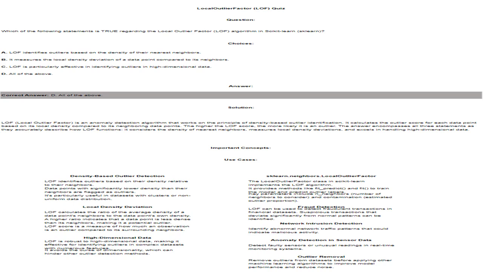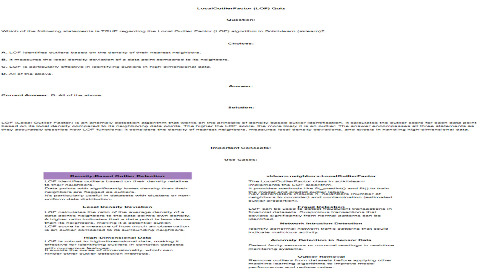True. This statement is true. LOF is a density-based outlier detection algorithm. It identifies outliers based on the density of their nearest neighbors. A data point is considered an outlier if it has a significantly lower density than its surrounding neighbors. Density-based outlier detection.